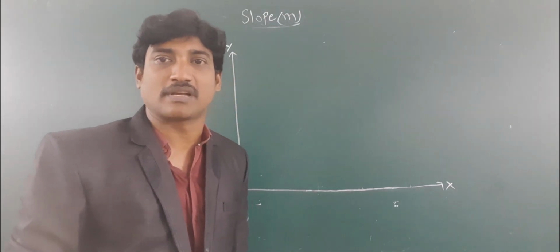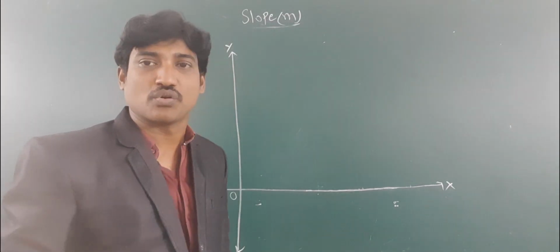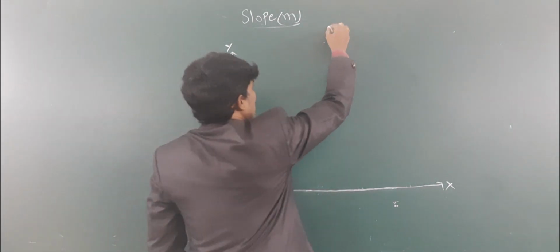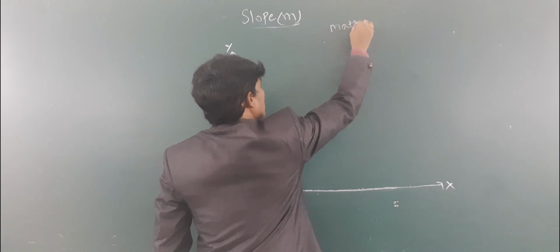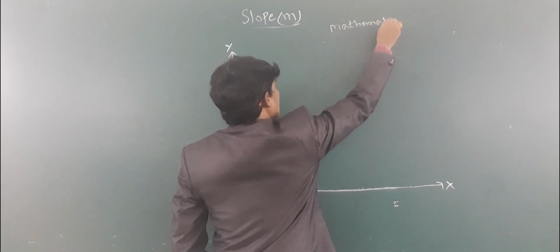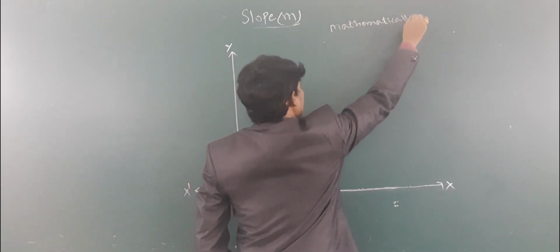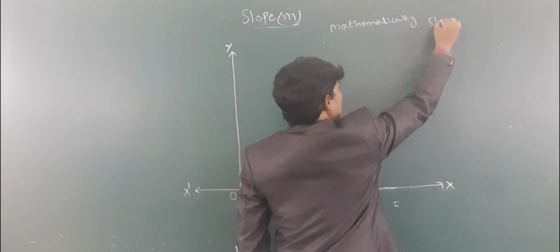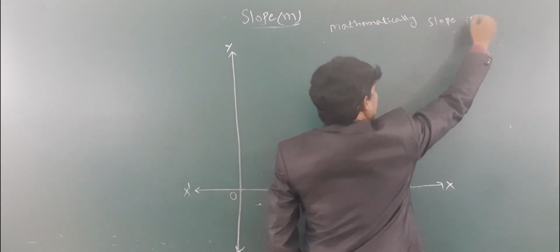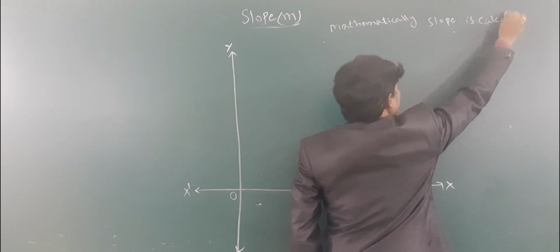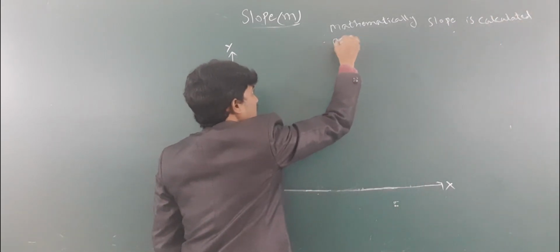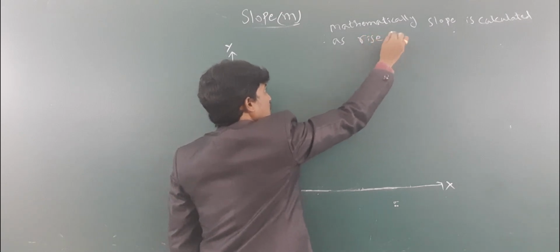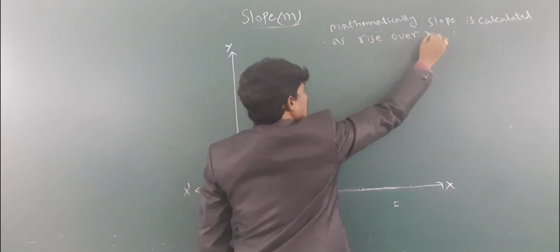Mathematically, slope is calculated as rise over run.